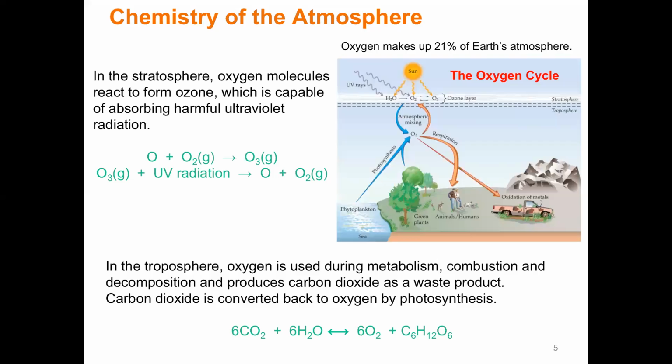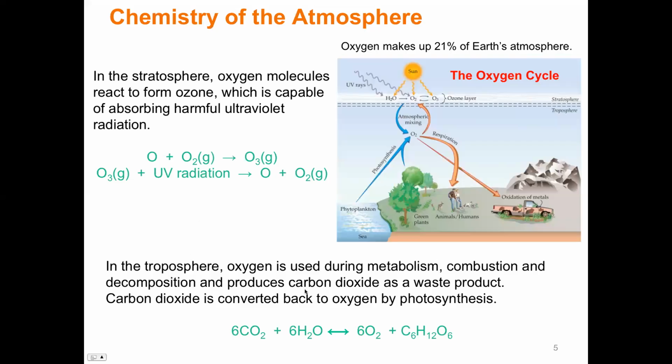So oxygen molecules, you can say, react to form ozone, which is capable of absorbing harmful UVB light. So here you can see the reaction. With UV radiation up there, we're also going to break down, so you can see it's a double process. It goes both ways. We're also going to break down that ozone and then make oxygen again, right? So it's sort of a reversible process, something to think about, okay?